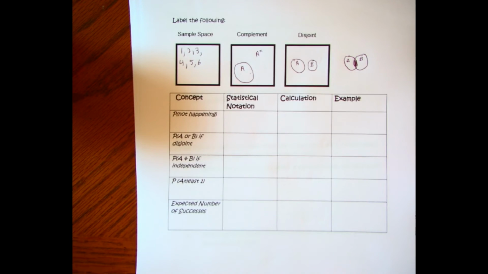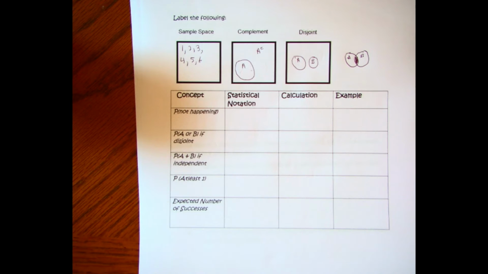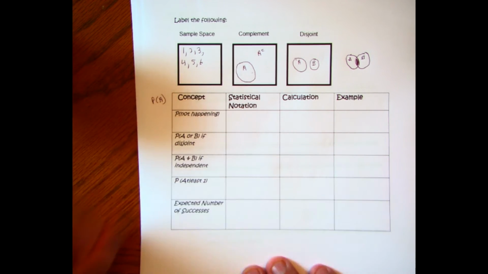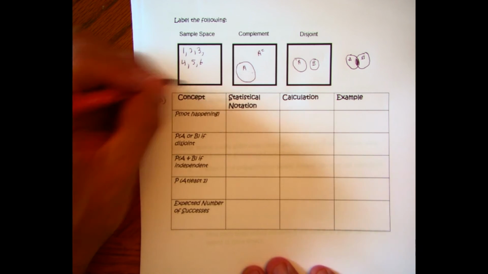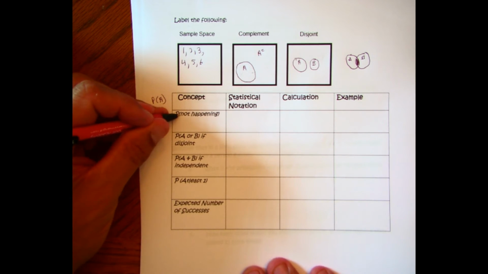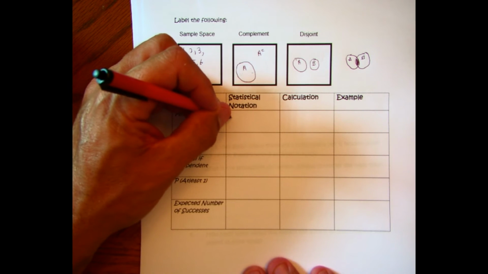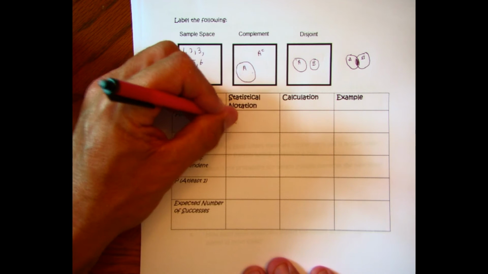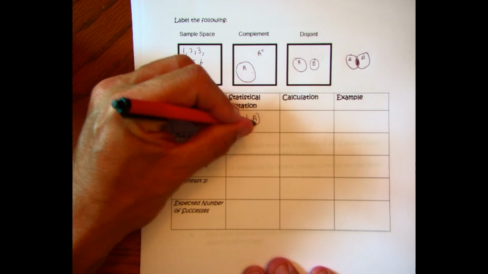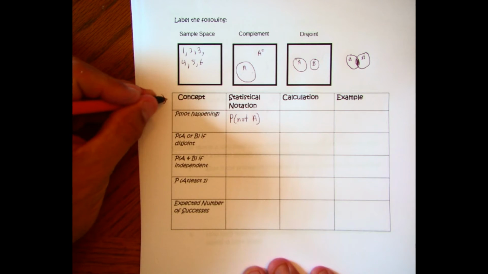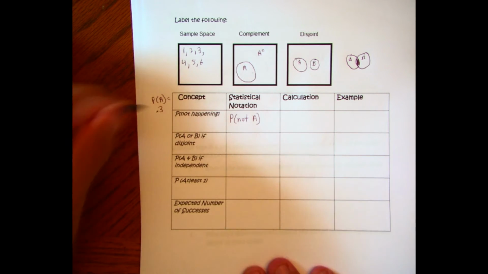Alright, so let's go through some concepts. The probability of something not happening. Let's say that we're looking at the probability of A. The way that you'll see this is you'll see P with parentheses, and that means probability. So the probability of A not happening is the probability of not A. And let's just say, for example, that the probability of A is 30%.